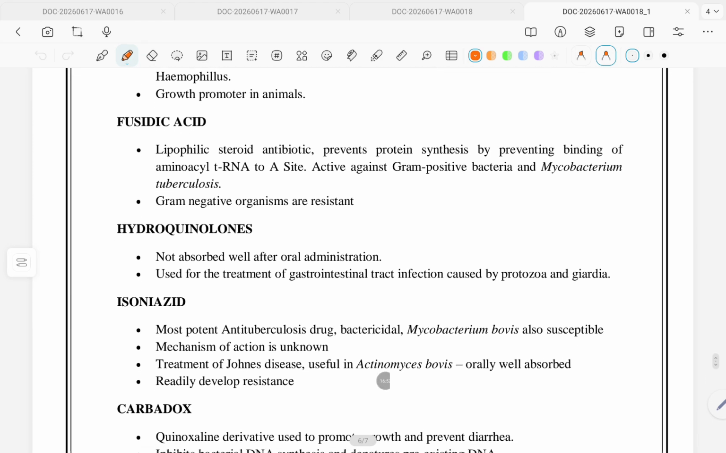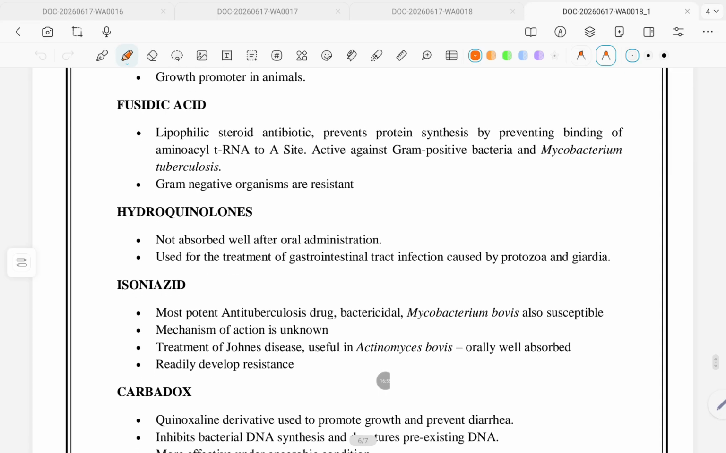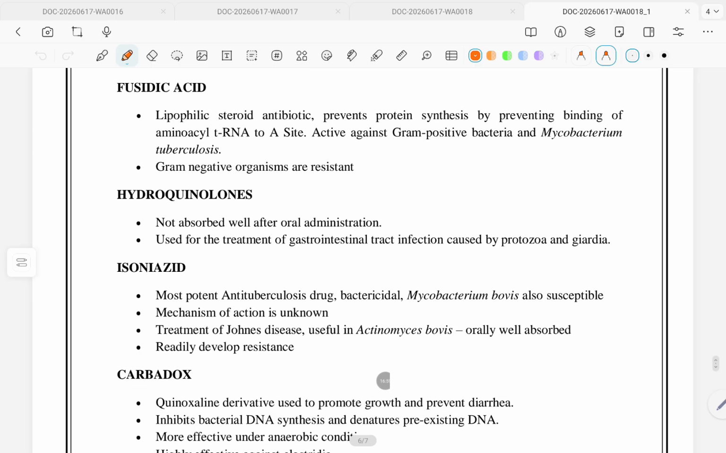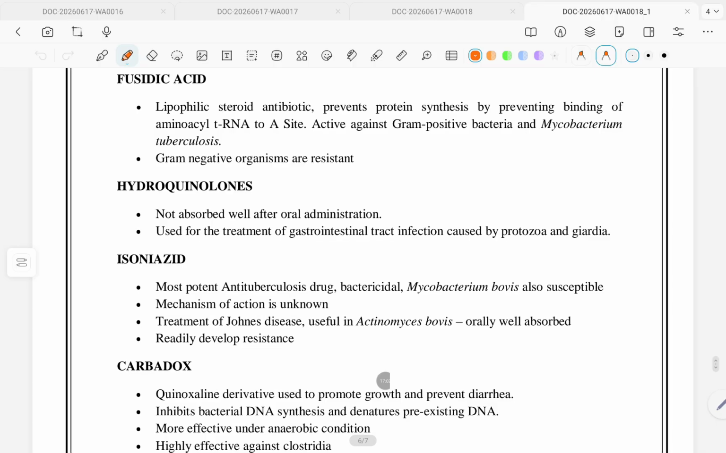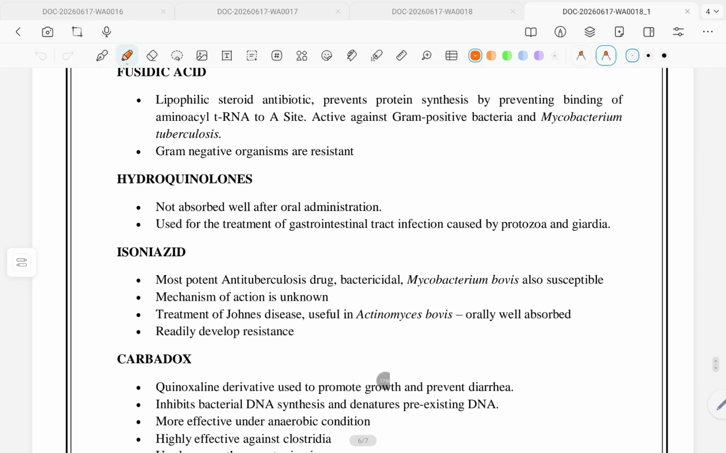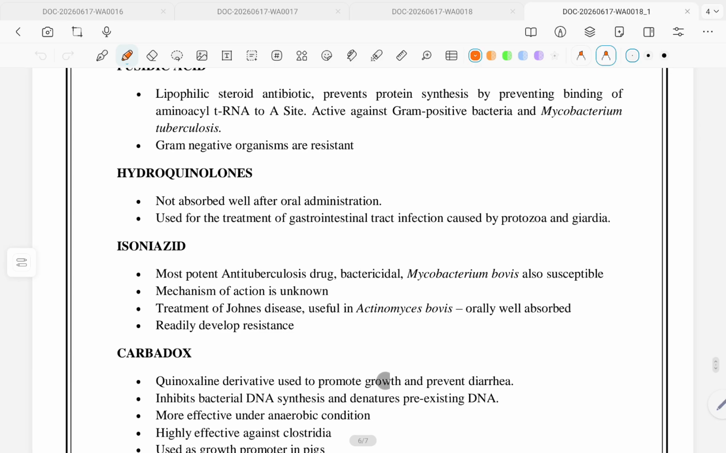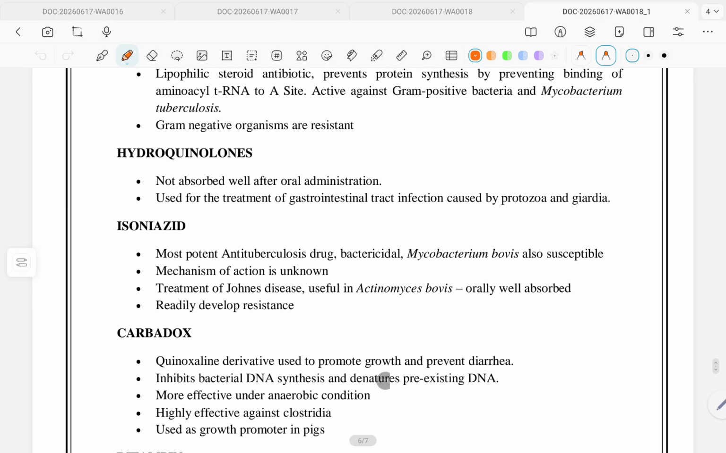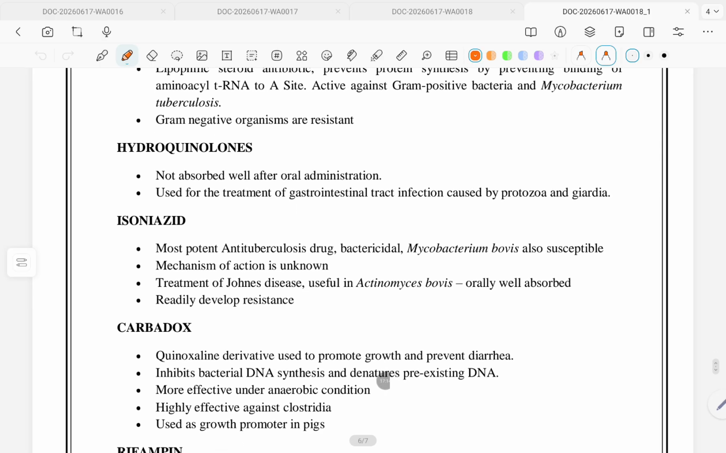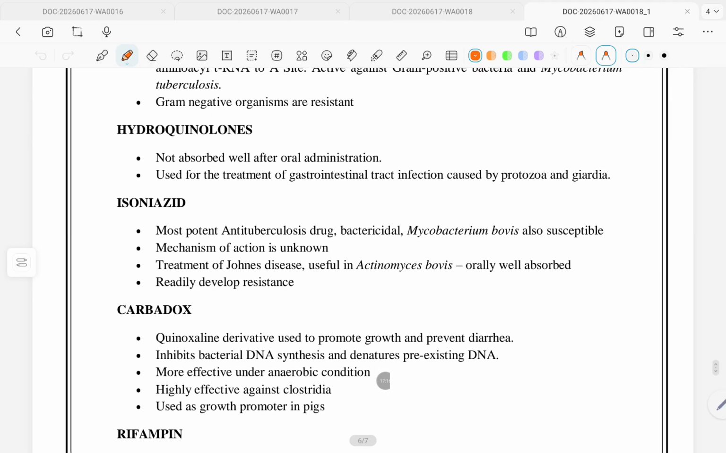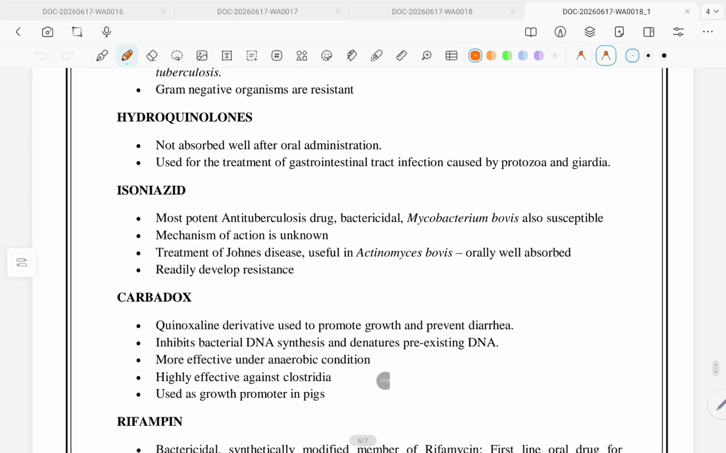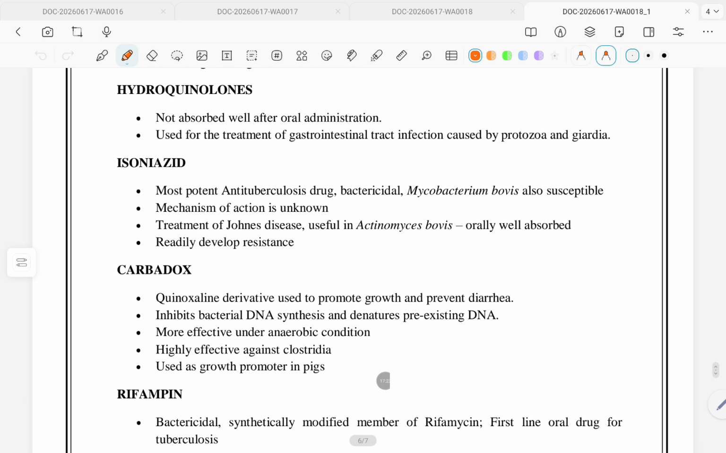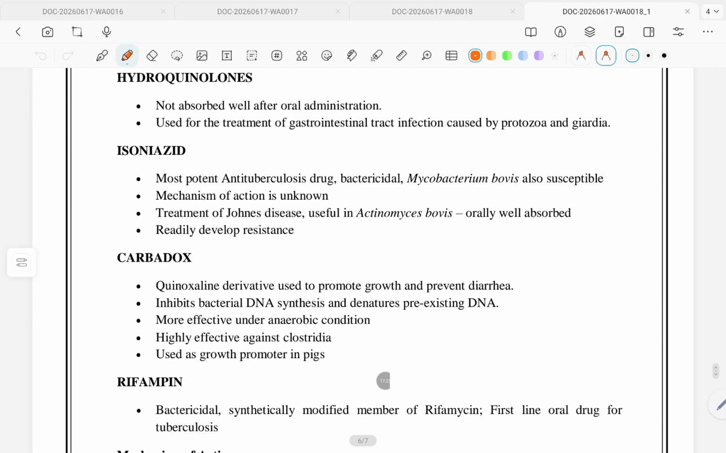Fusidic acid, a lipophilic steroid antibiotic, prevents protein synthesis by preventing binding of amino acyl tRNA to the A site. Active against gram-positive bacteria and Mycobacterium tuberculosis. Gram-negative organisms are resistant. Hydroxyquinolones are not absorbed well after oral administration, used for the treatment of gastrointestinal tract infection caused by protozoa and Giardia.